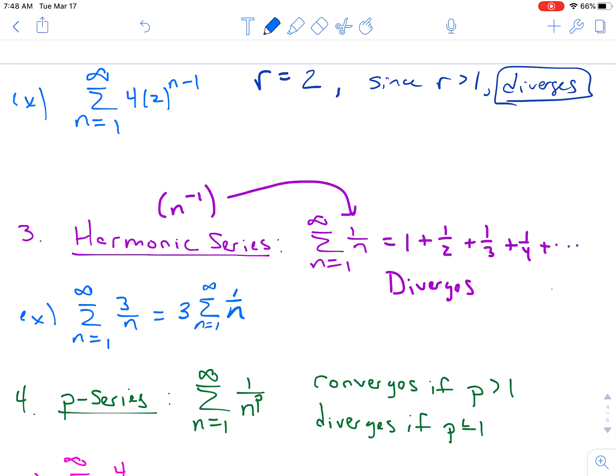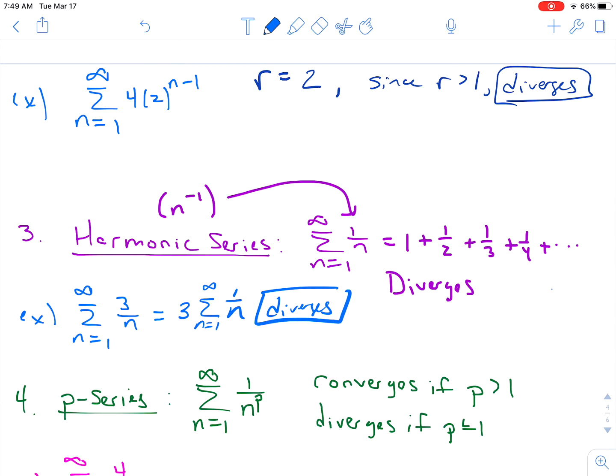What we have here is 3 times a divergent series. Well, 3 times infinity is still going to be infinity. So any multiple of a harmonic series is going to diverge. All right, so again, your job: recognize when we have a harmonic, 1 over n, and any multiple of that is going to diverge. And last up for today are what we call p-series.